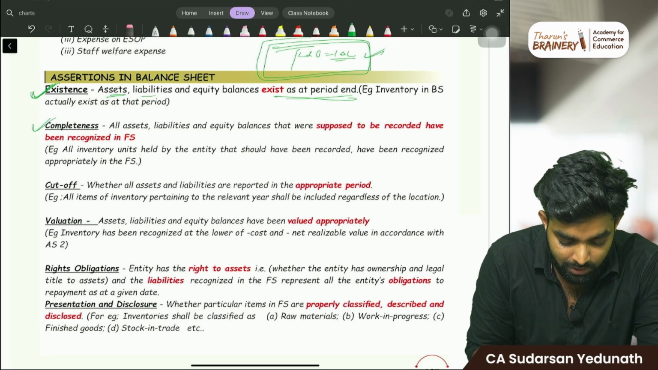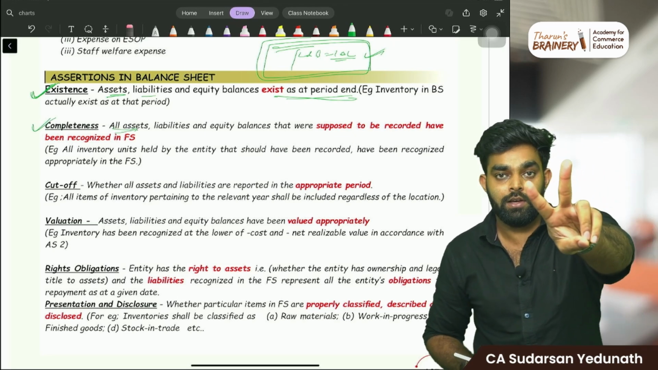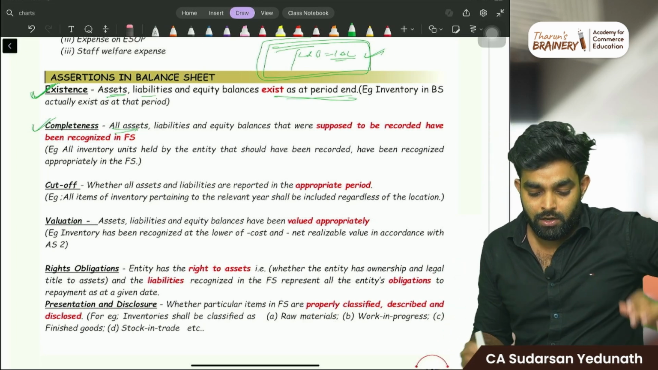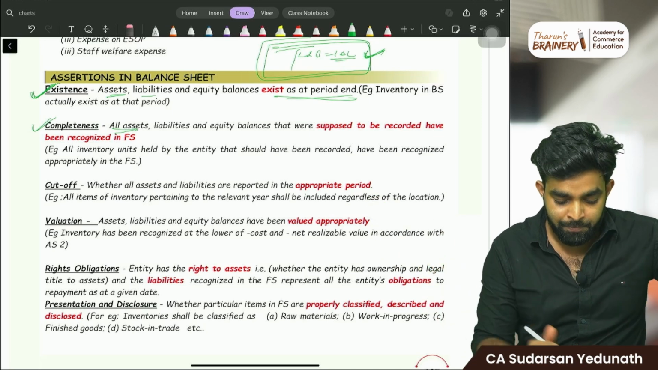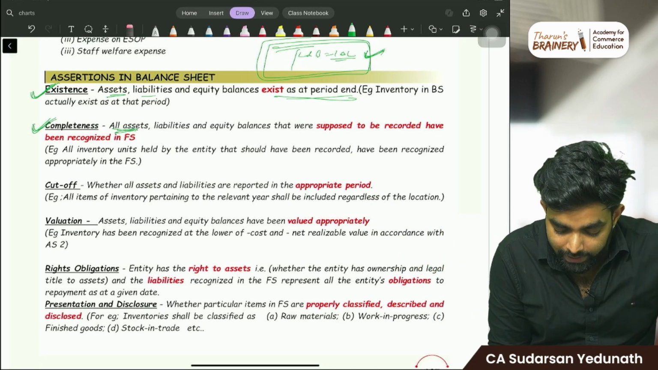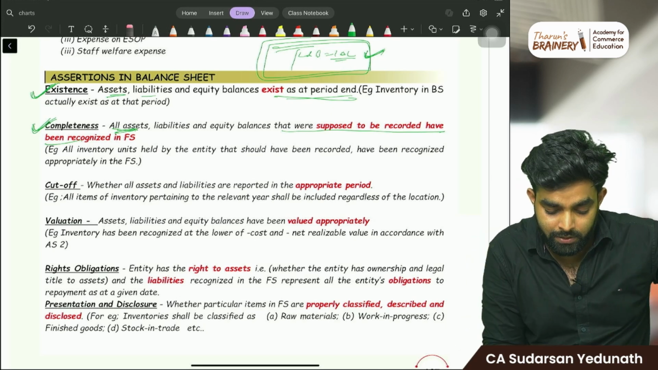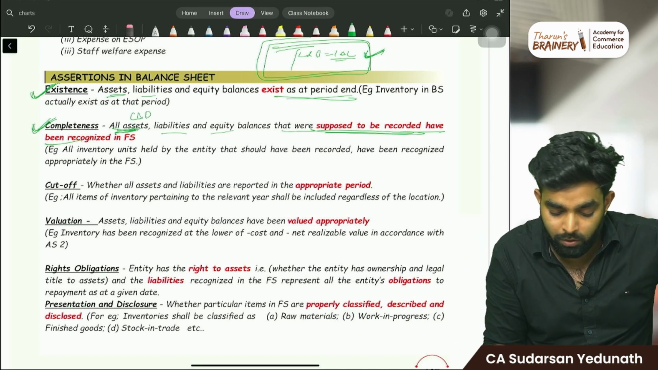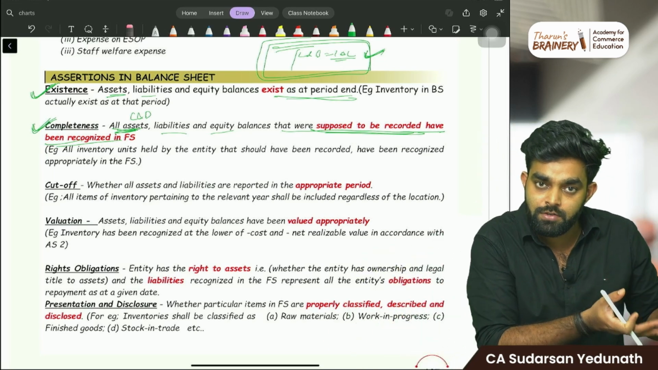Then completeness. All the land and building. Land and building of 10 lakh means the company may have two properties, one is 4 lakh and one is 6 lakhs. So total 10 lakhs. So the total figure will be here, right? The bifurcation will be in the notes, right? So completeness. All the assets that were supposed to be recorded have been recorded. Same for the liabilities and equity as well. All the land and building that were supposed to be recorded have been recorded. That is what we call completeness.